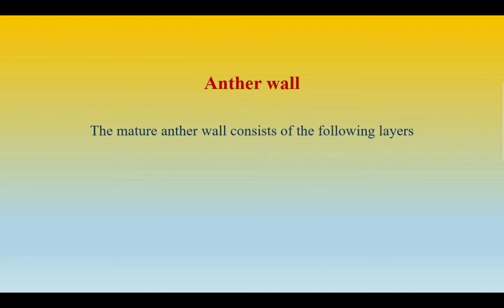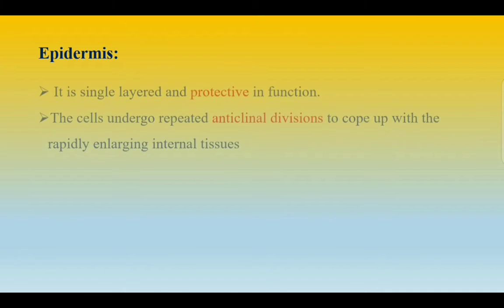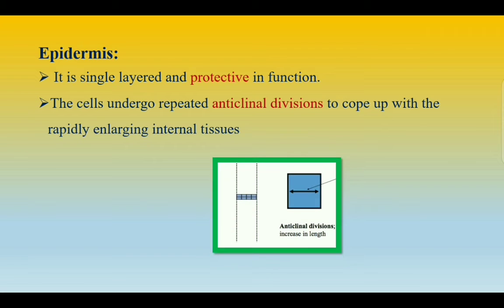So first we will see about the anther wall. This anther wall consists of important layers like epidermis, endothecium, middle layer and tapetum. So what does this epidermis consist of? This epidermis is a single layer, and it is protective in function, and these cells undergo repeated anticlinal division. You can see how the divisions are taking place in the picture, which helps to increase the length. So anticlinal divisions take place, and the cells rapidly enlarge.